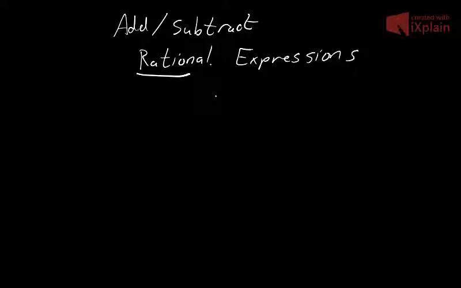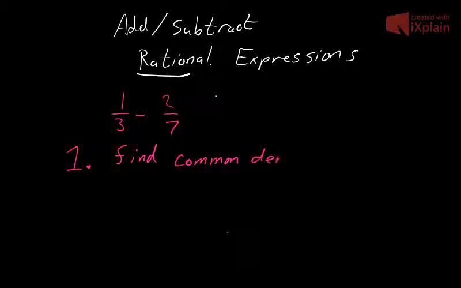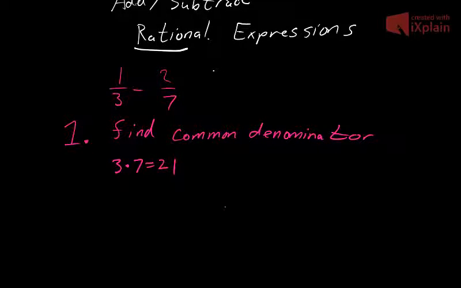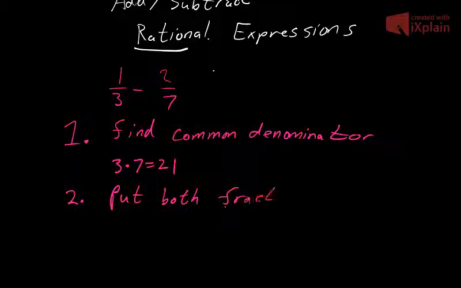I know we know how, but if I have a problem like 1/3 minus 2/7, the first step is going to be to find a common denominator. And the easy way to do this is just to multiply these two denominators together, and I would get 21. So I'd say 3 times 7 equals 21. And then I want to put both fractions into this common denominator.